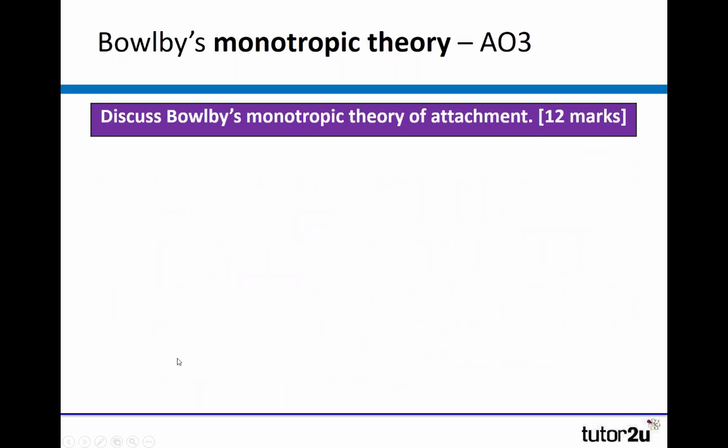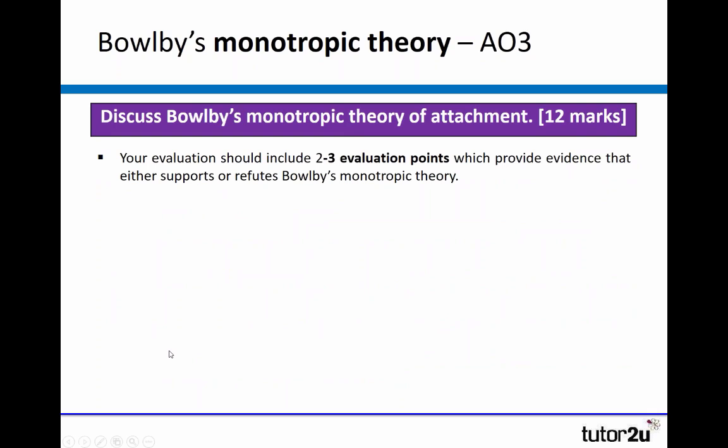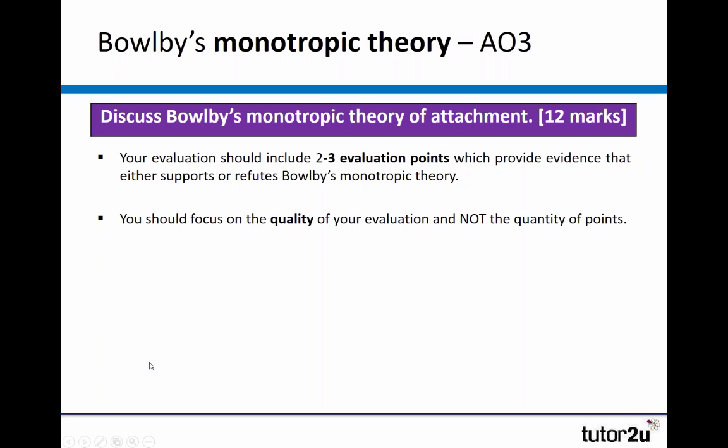Now we need to get onto the evaluation part. So that's a nice, easy way to remember the outline. As I mentioned before, you're aiming for really 2 to 3 evaluative points, which provide evidence that either supports Bowlby's theory or refutes it, goes against it. Okay. I stress the importance from an examiner's point of view that it's really the quality of your evaluation, not the quantity. So although I say ideally we're looking for 3 key points, if you are short of time, 2 points that are well developed and elaborated is better than 3 rushed points.